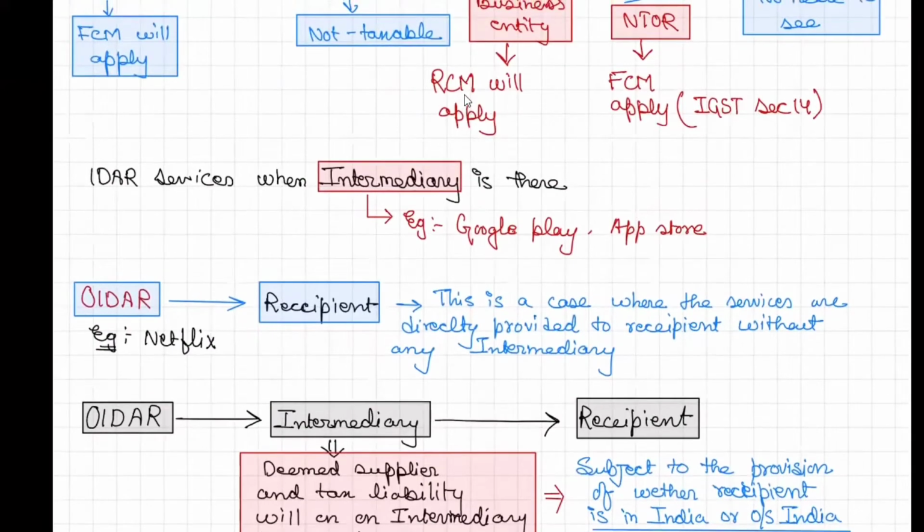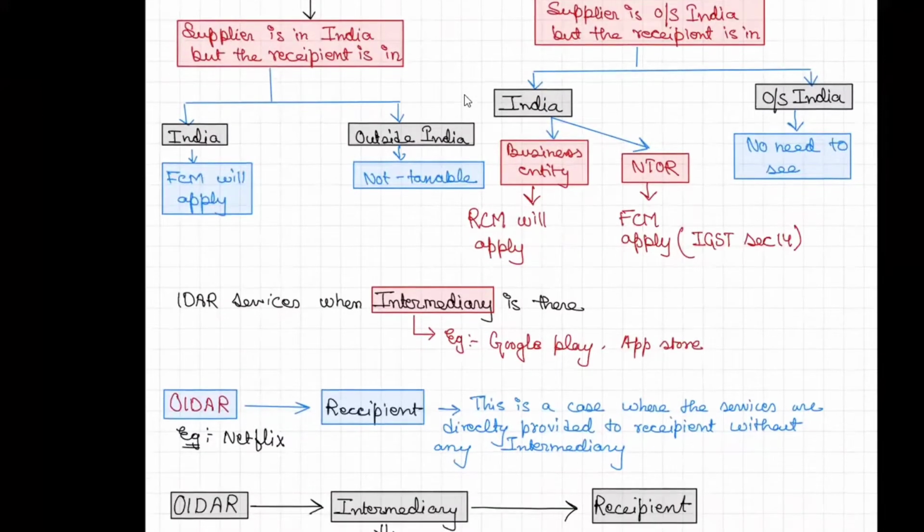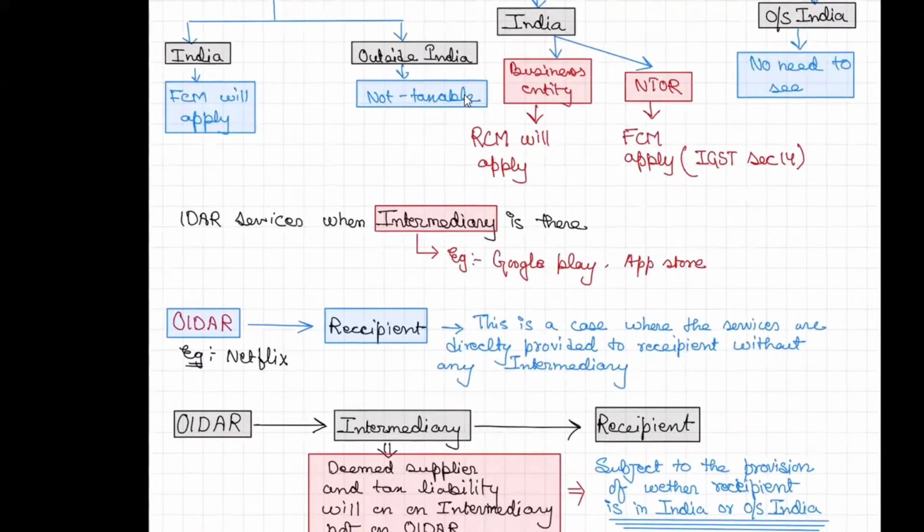Okay, we need to check this upper table, whether that OIDAR is in India or outside India, and whether the recipient is in India or outside India. We can determine whatever will be levied. Correct. Now the thing comes when an intermediary is there.